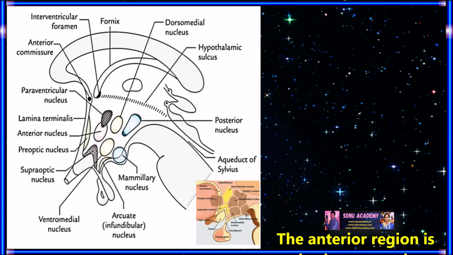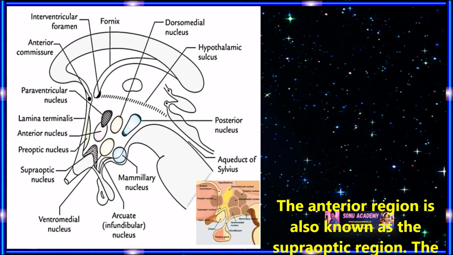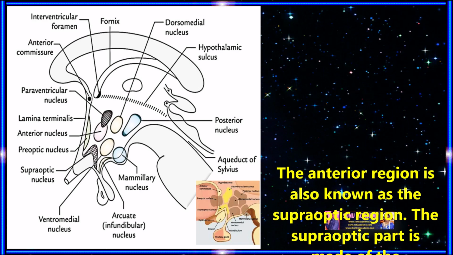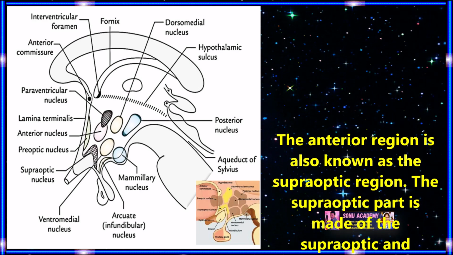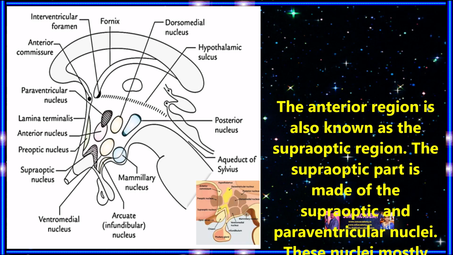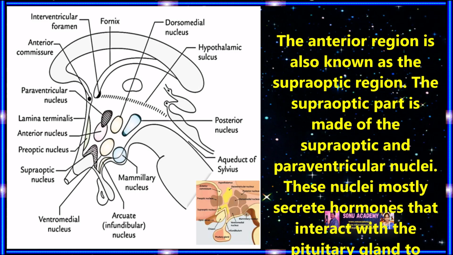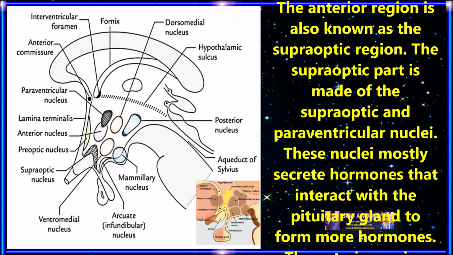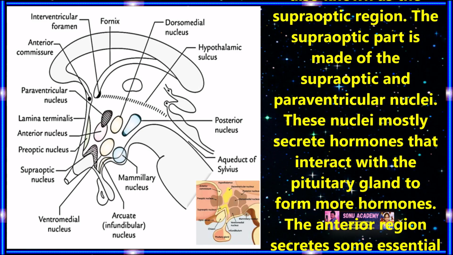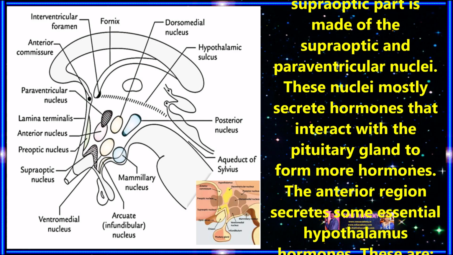Children, first let us discuss the first part of the hypothalamus, the anterior region. The anterior region is also known as the supraoptic region. The supraoptic part is made up of the supraoptic and paraventricular nuclei. These nuclei mostly secrete hormones that interact with the pituitary gland to form more hormones.